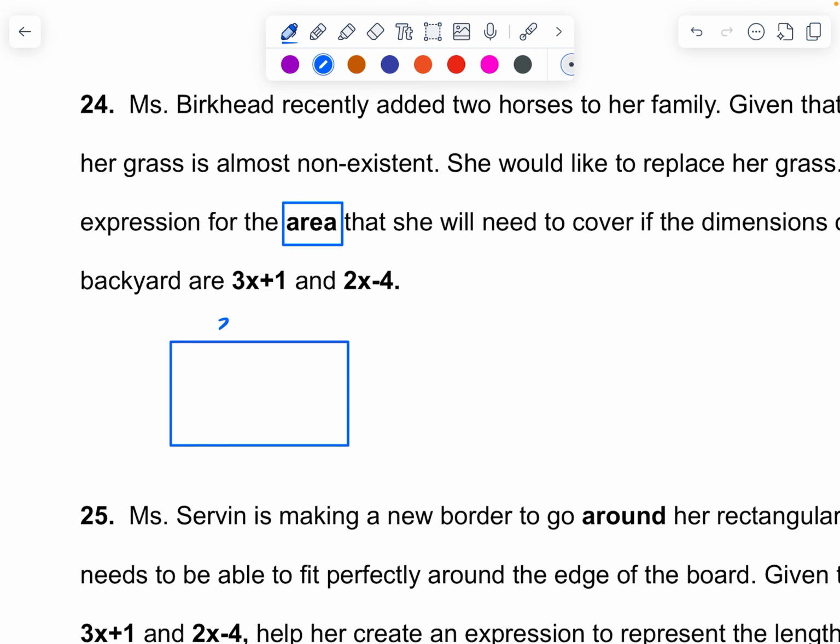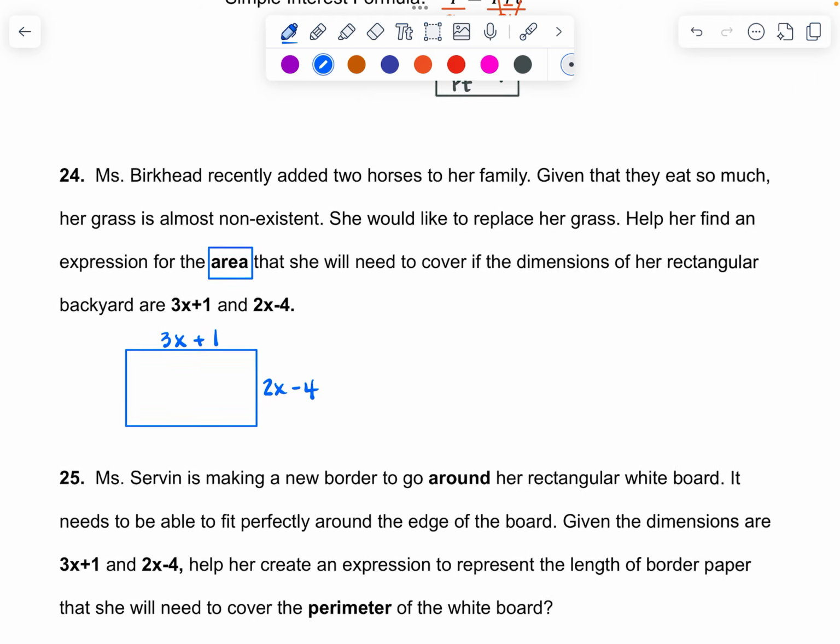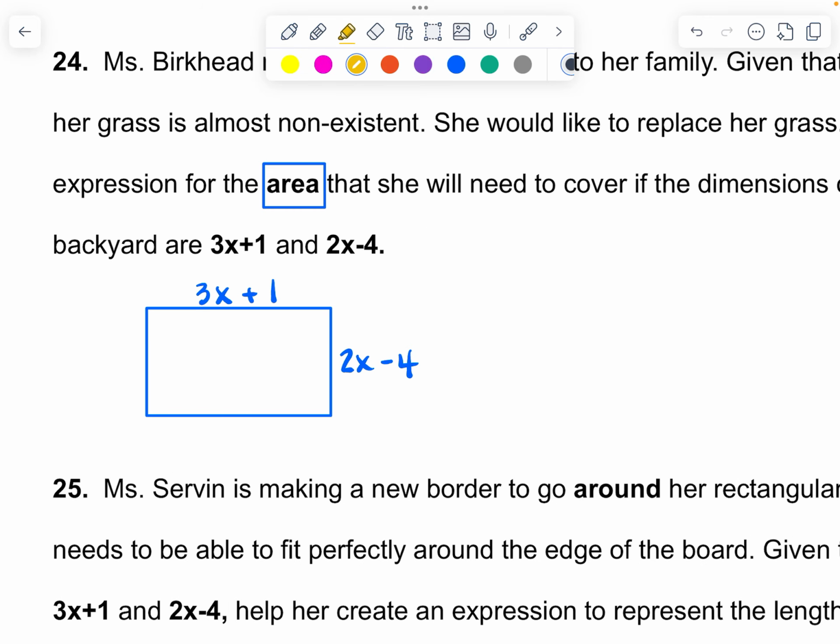I'm a sucker for a word problem that's about rectangles because I am going to label. I don't really know which side is the 3x plus 1 and 2x minus 4, but it doesn't really matter whether it's the length or the width. Who cares, right? That's just the dimensions. And you need to focus on whether this is an area or a perimeter problem.